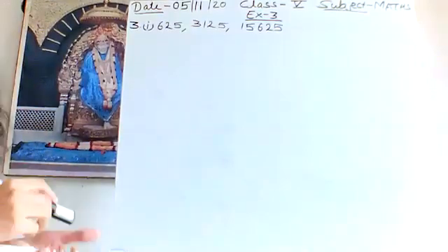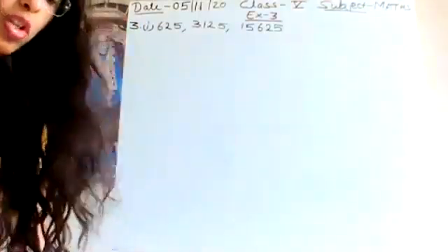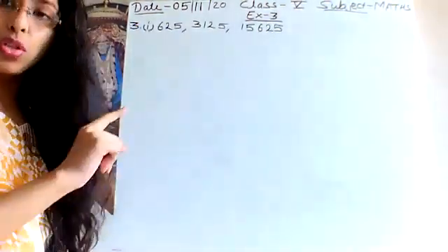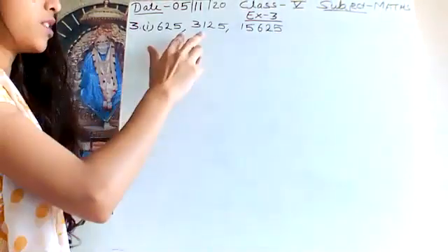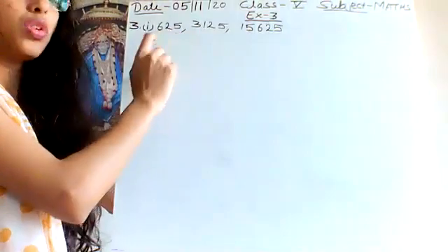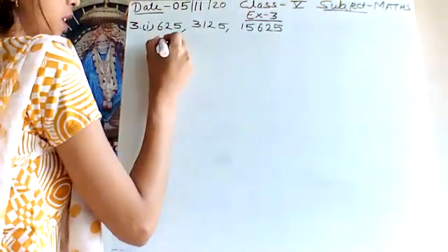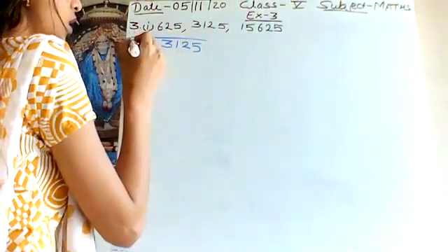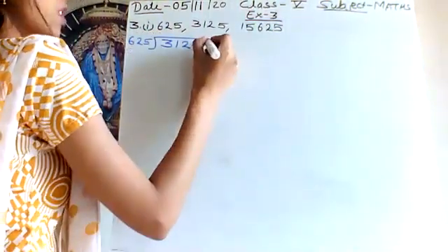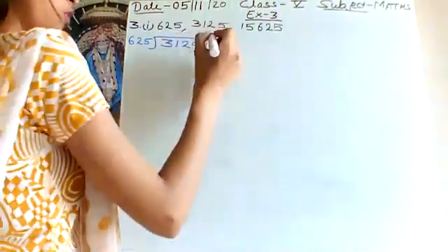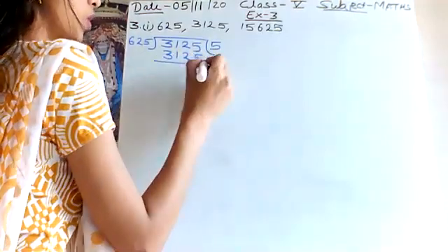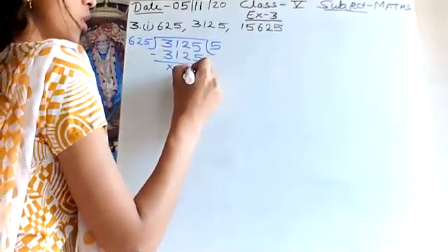So using long division method, what I told, first you have to consider two numbers. One should be smaller and one should be greater. So let's first consider these two numbers, and you have to divide the greater number by the smaller number. So the greater number is 3125 divided by 625. So 625 5s are 3125. Okay.